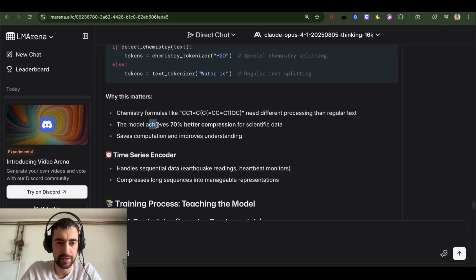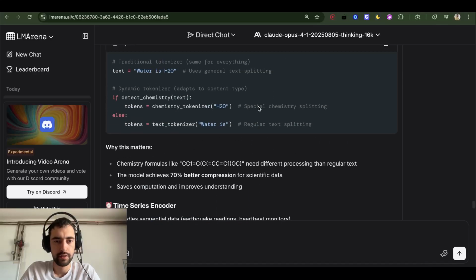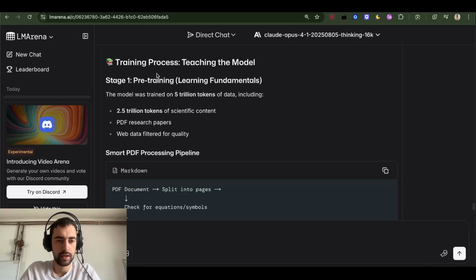Model achieves 70% better compression for scientific data. This is so interesting, I like this, we can learn so much from this. This is what you need to do for LLMs. Time series encoder handles sequential data, earthquake readings, heartbeat monitors, compresses long sequences into manageable representations. That's so interesting. Let's look at the training process, the teaching of the model.